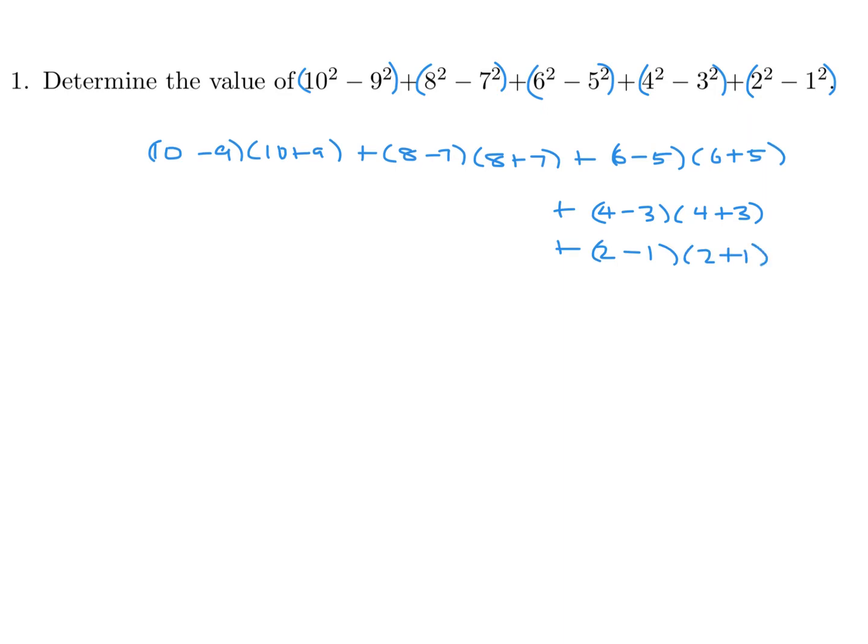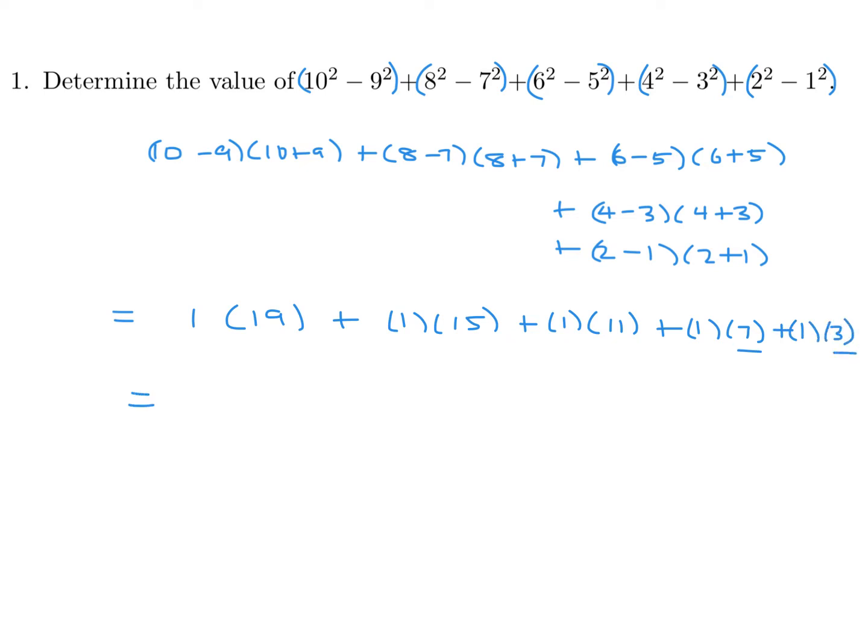So what that does is allows us to make all these ones. That becomes 1 times 19, 1 times 15, 1 times 11, 1 times 7, and finally 1 times 3. And now you can add this. 3 plus 7, that's 10, 10, 21, 21 and 19 is 40, and 40 and 15 is 55. So whichever way you want to do it is fine. I just did it in this way because it's a little cooler.